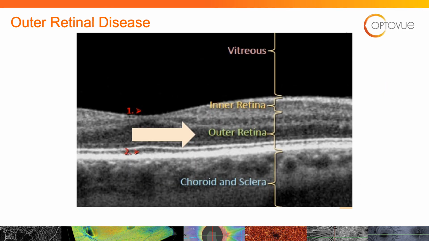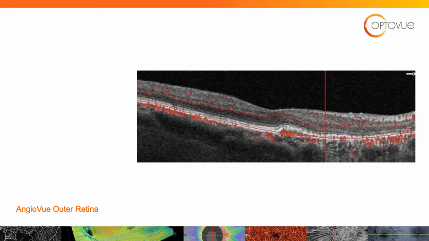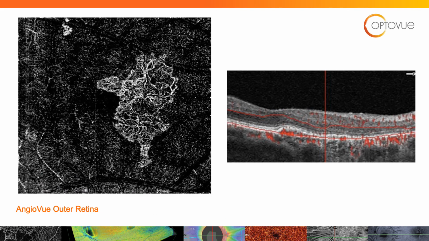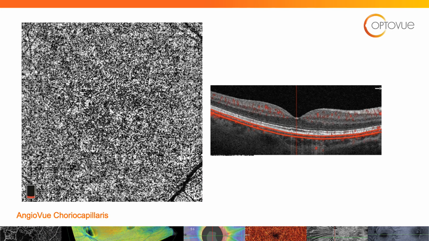OCT angiography is also useful for outer retinal disease, as in age-related macular degeneration, and we want to focus on the avascular and choriocapillaris slabs. Here's a patient that has a PED, or pigment epithelial detachment. You can see it looks abnormal on the B-scan, and the OCT angiography confirms the presence of a neovascular membrane. This patient has a normal OCT scan, and you can see that there is a normal choriocapillaris slab next to it.